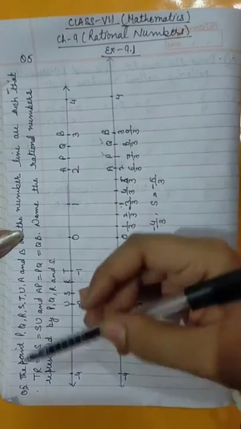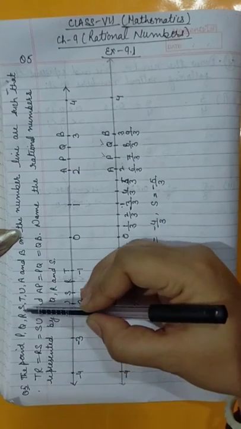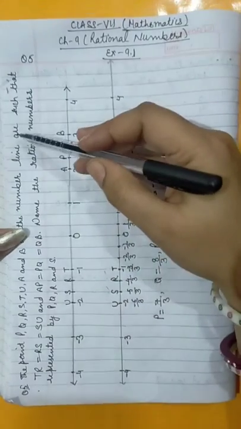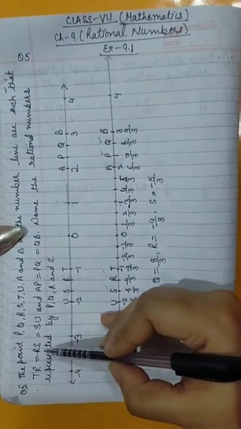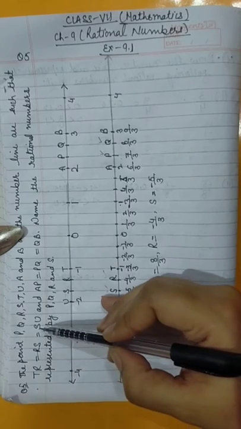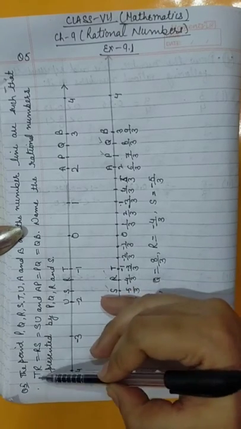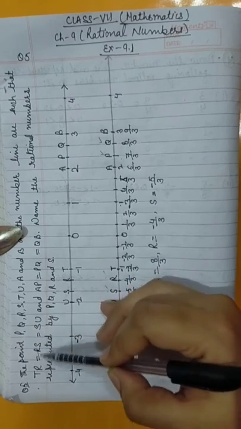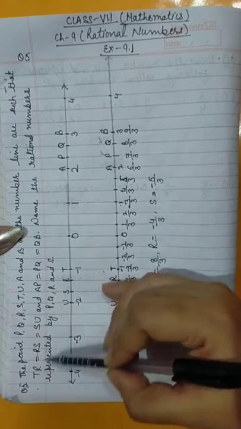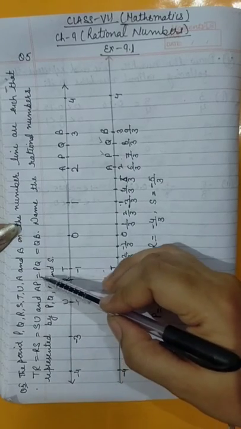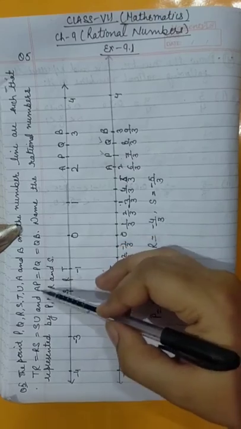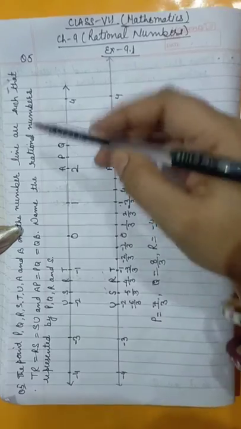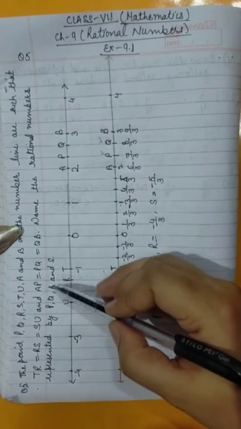See here in this sum what they're saying: the points P, Q, R, S, T, U, A and B on the number line are such that TR equals RS equals SU. Meaning, all these intervals TR, RS and SU are of the same width. They are equal intervals. And AP equals PQ equals QB. These parts are again equal on the number line. Name the rational numbers represented by P, Q, R and S.